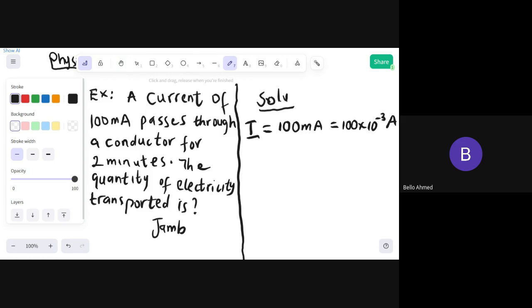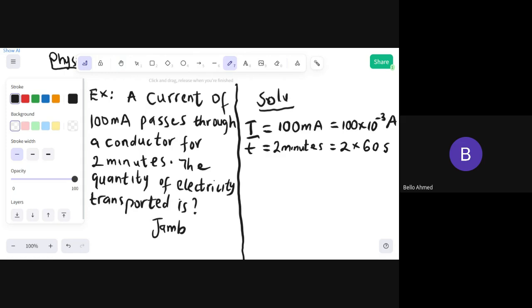So the next thing is, let's continue reading. Passes through a conductor for 2 minutes. Please, 2 minutes. What is minute? That's time. So I will say time T is equals to 2 minutes, which is equals to 2 times 60 seconds.